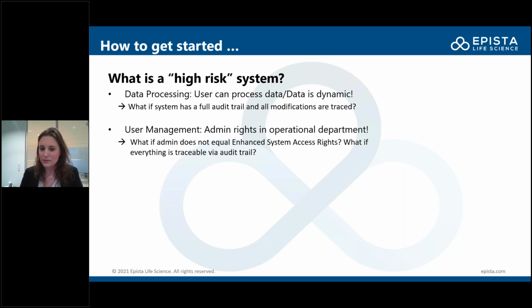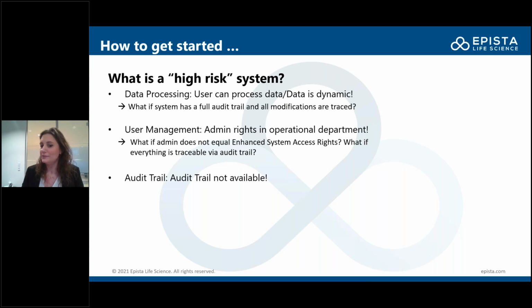Not all systems have very sophisticated user management hierarchies. So maybe you have a function that is called admin, but what can that admin actually do? Is whatever he or she is allowed to do in the system actually that bad? Or is it something that, yeah, he has more rights, but in the end, it's not really jeopardizing any of your data integrity? And again, what if everything that you have is traceable by an audit trail? Is it then really your high-risk system?